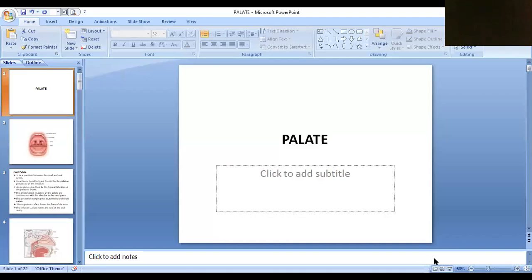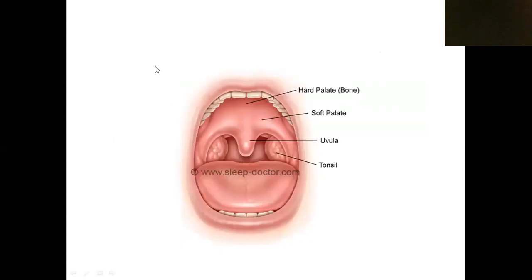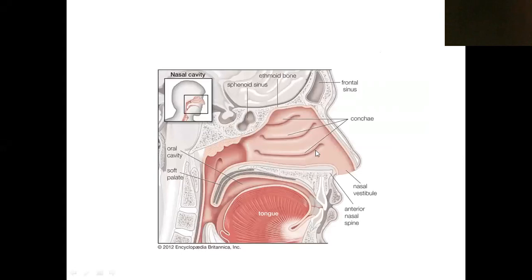Dear students, today we are going to discuss the palate. The palate is a partition between the nasal cavity and the oral cavity. See here in this image, this is the nasal cavity and this is our oral cavity with the tongue. These two cavities are separated by a structure. This is the palate.